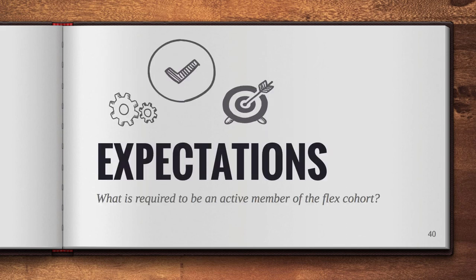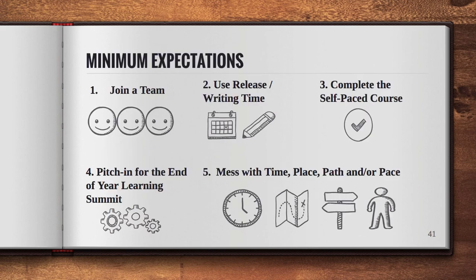So overall expectations, what is required if you would like to be an active member of the cohort? Really, it's these 5 things. So when you join, we ask you to join with someone from your team. We believe that a lot more gets done when you have someone to rely on and work with. We ask that you do use your release time and writing time. That could be taking a day out of your classroom, or that could be doing some work outside of contract time, which is paid. We may ask you to do some online learning.